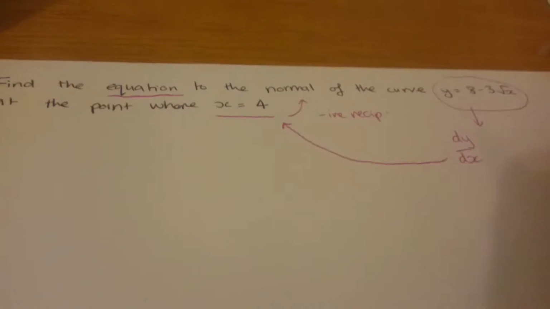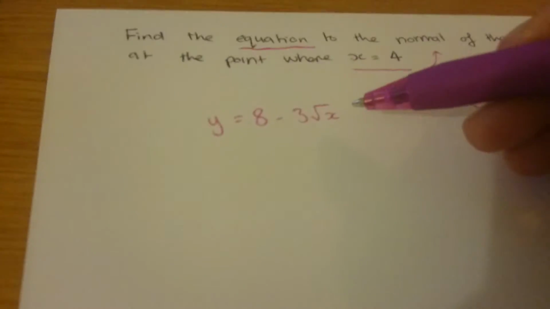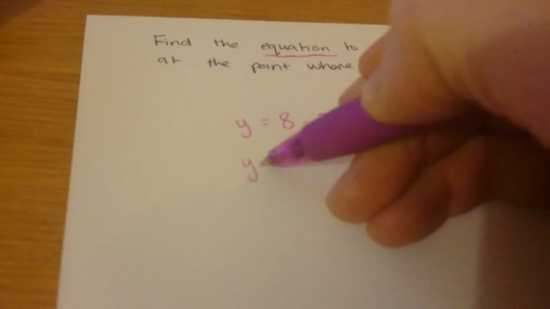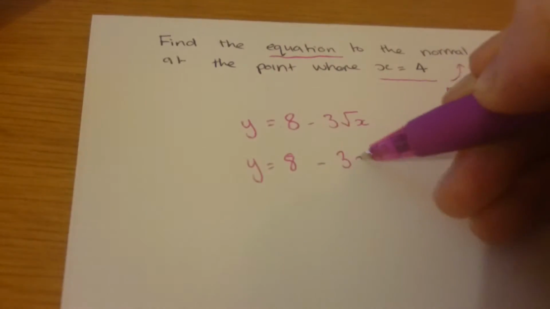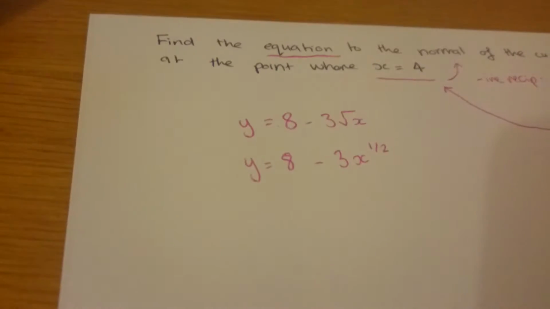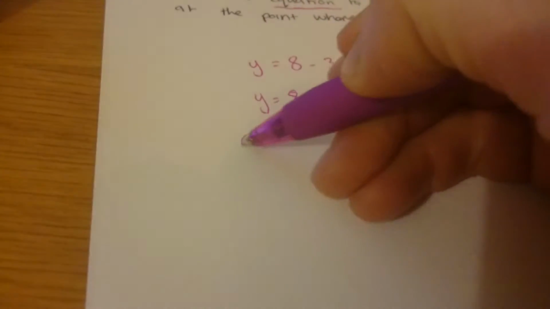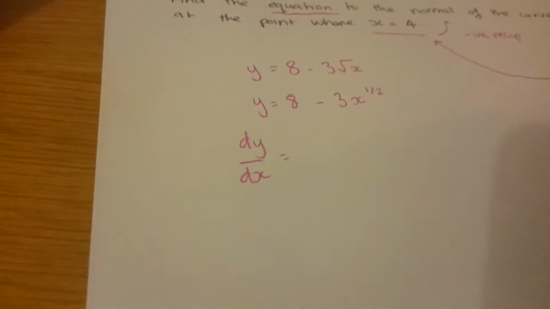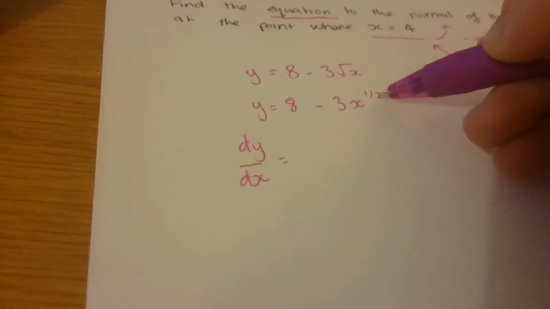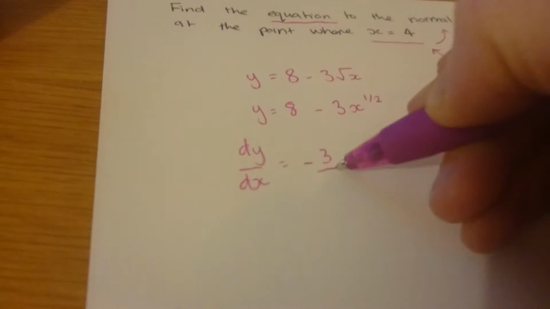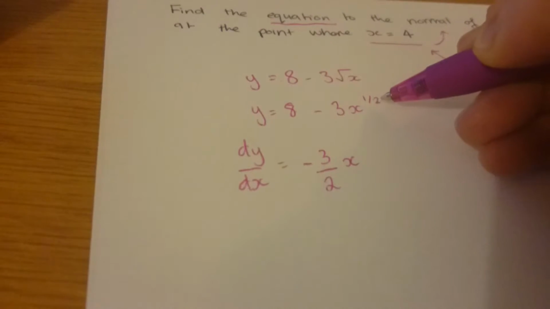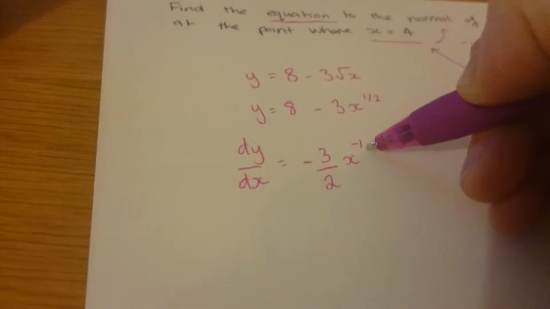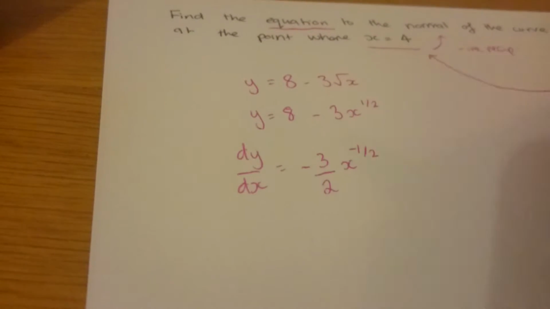So we're going to start off this question by writing this in a form that we can differentiate it. So it would be y equals 8 minus 3x to the half. And then we'll differentiate it. So as we learnt, 8 will just disappear, and then minus 3 times a half is minus 3 over 2x, and then a half take away 1 would be minus a half.